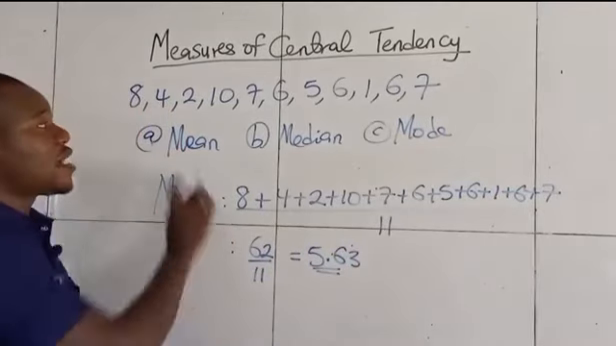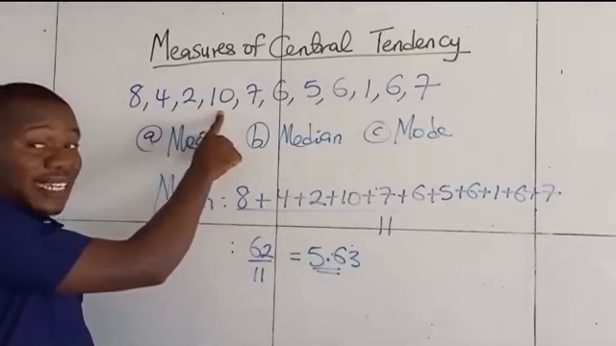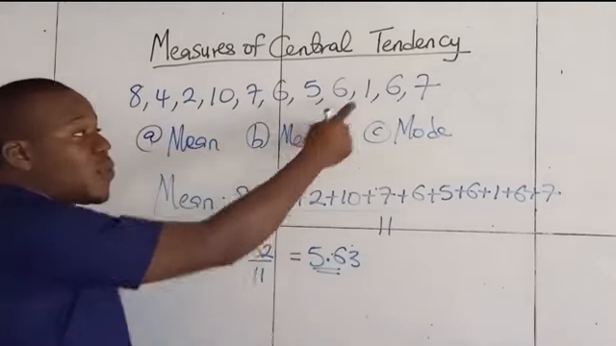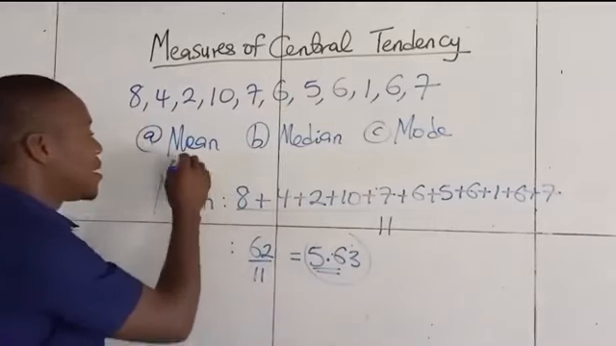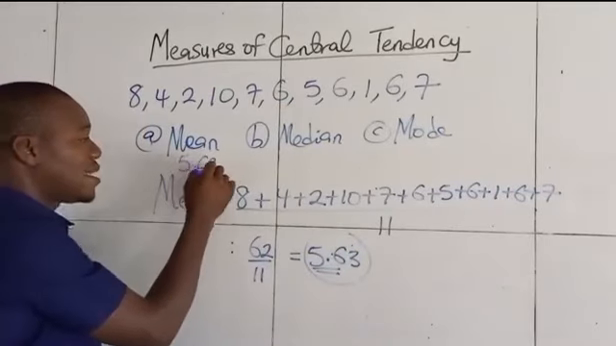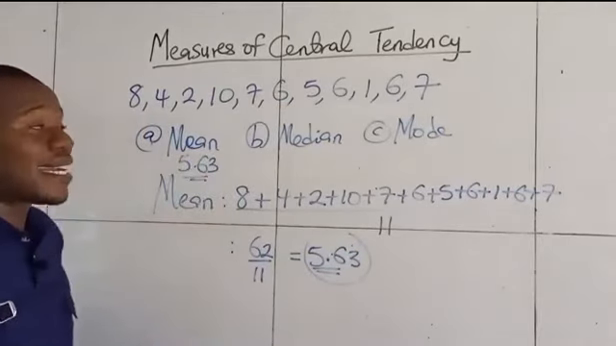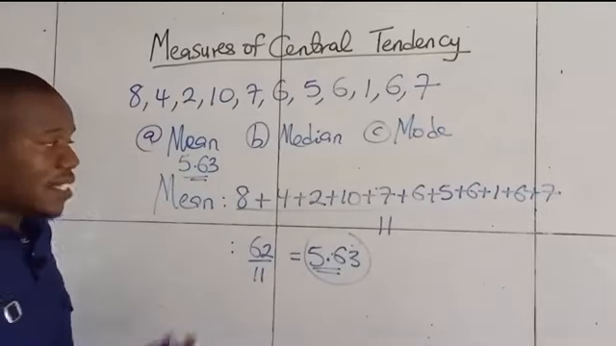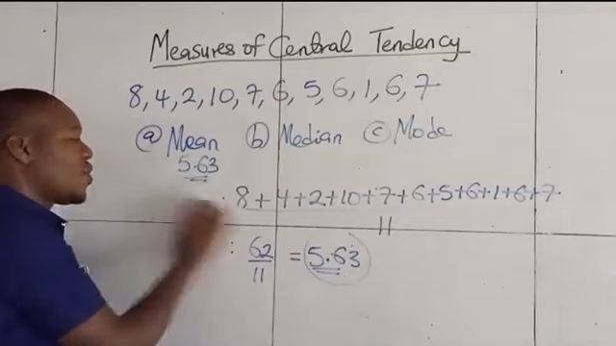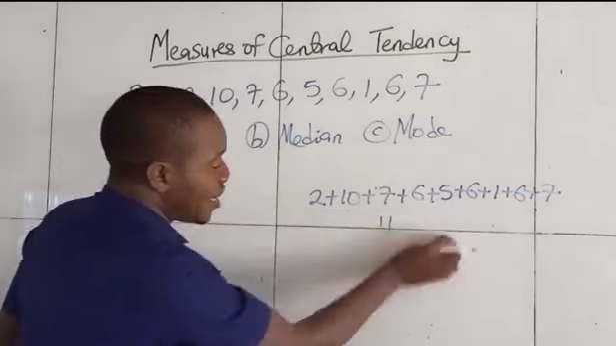So instead of describing this class with 10, which was the highest score, or describing it with 1, which was the lowest score, I can describe the class with 5.63 because 5.63 is a central score that can effectively represent all the scores in the class. That is the mean, a central score that can represent the entire score.